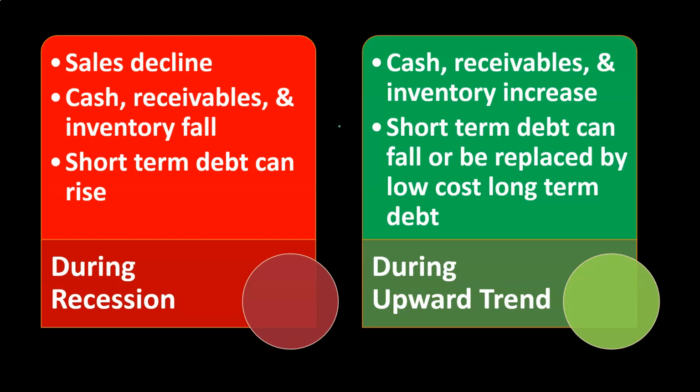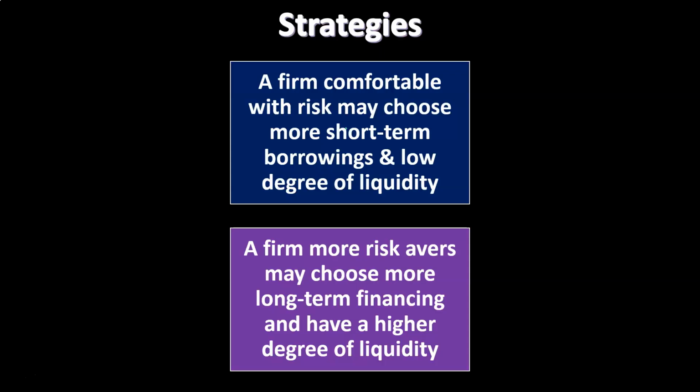Short-term debt can fall or be replaced by low-cost long-term debt. So in the case of this increasing process, we would be thinking that the receivables that are permanent, if it's a long-term type of process, the more permanent current receivables possibly would be going up, and possibly then we would be replacing some of the temporary financing we had with more permanent financing in those situations.